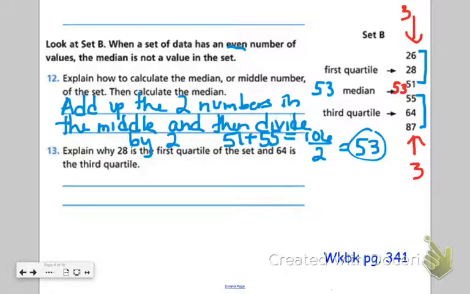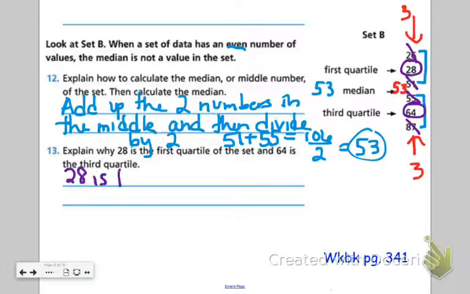So if I want to find the first quartile, remember I want to cross them off until I get to the middle of the lower half. 26, 51, that means 28 is the median of the lower half. And then the upper half for the third quartile, 55, 87, 64 then is going to be the median of the upper half. So explain why 28 is the first quartile of the set and 64 is the third quartile.